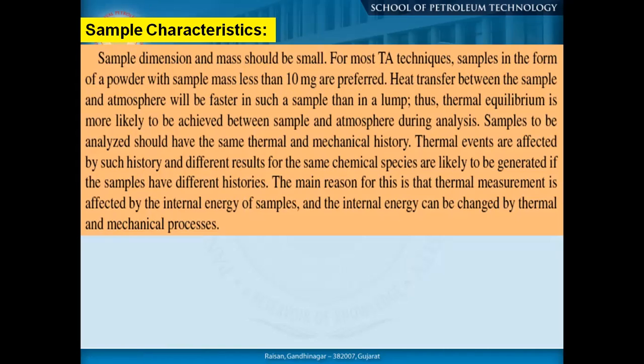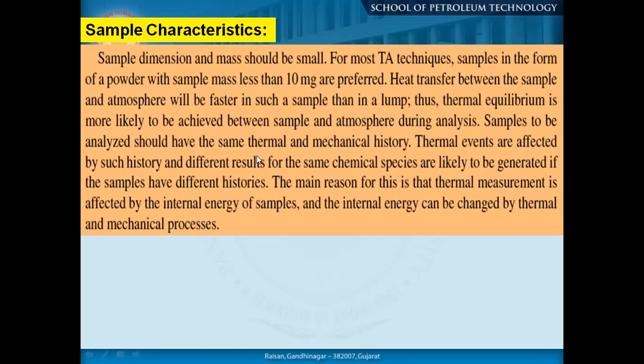The sample should also be in powder form, because we have discussed earlier during the thermogravimetric analysis also that if samples are flakes or bigger size samples, then the heat capacity or heat distribution is not homogeneous throughout the sample. That's why your programmed heat increase and the sample heat may not be the same. So heat transfer between the sample and atmosphere will be faster in such a sample than in a lump. Thus, thermal equilibrium is more likely to be achieved between sample and atmosphere during the analysis.